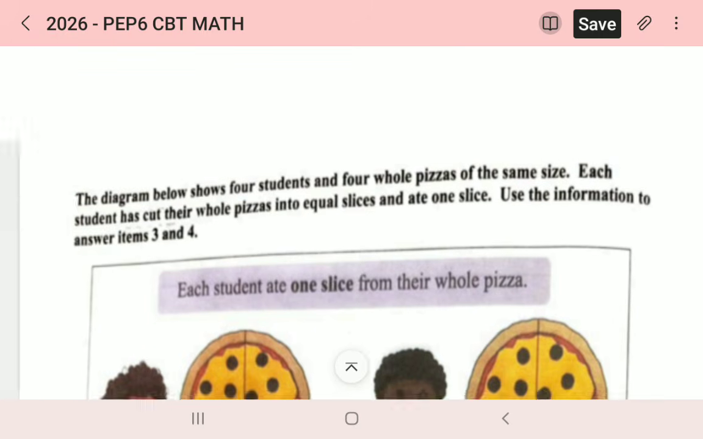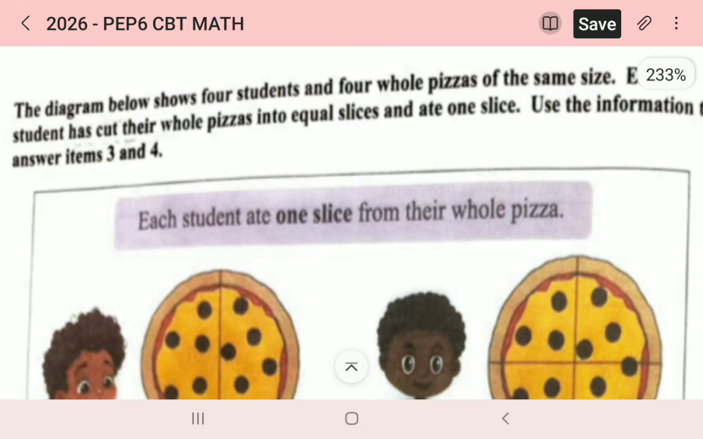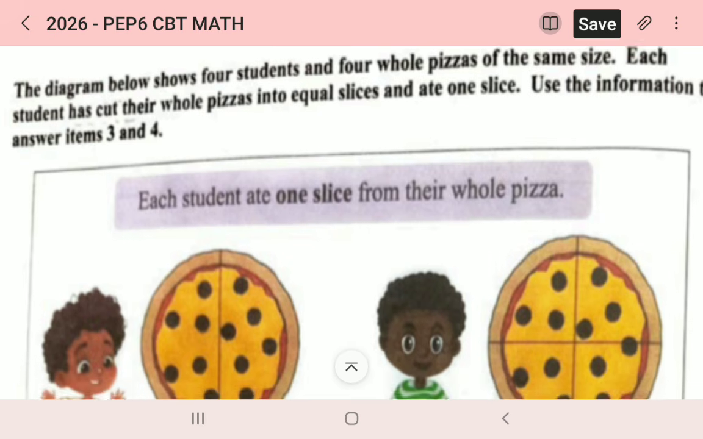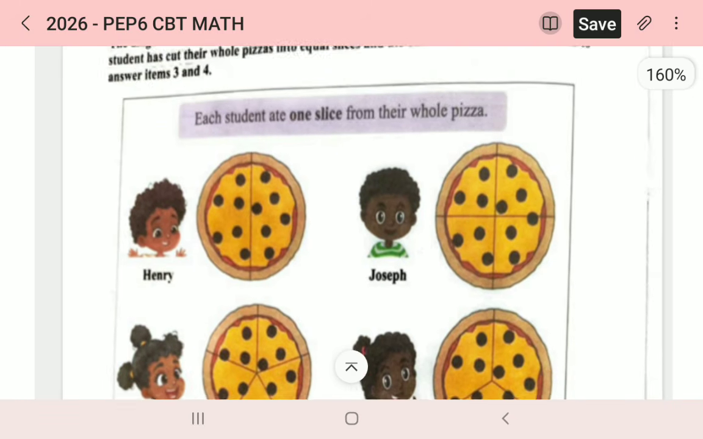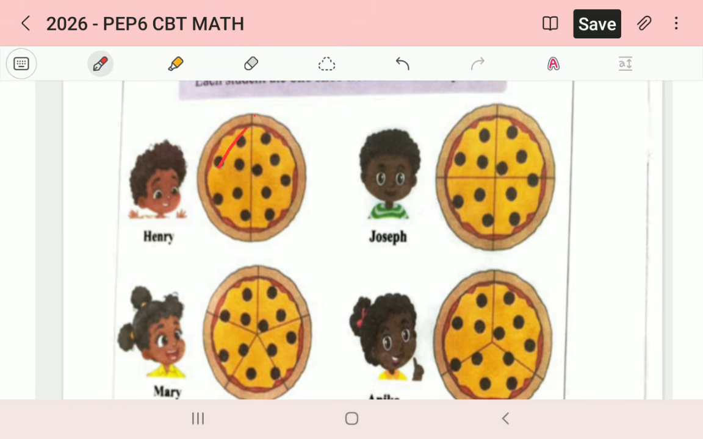Moving on, number 3. And it says for 3 and 4, the diagram below shows 4 students and 4 whole pizzas of the same size. Each student has cut their whole pizzas into equal slices and ate 1 slice. Use the information to answer items 3 and 4. So they all have 1 pizza, each pizza being the same size, but they've cut it up differently and ate 1 piece regardless of how they cut it. So Henry cut his in half. He would have eaten 1 piece.